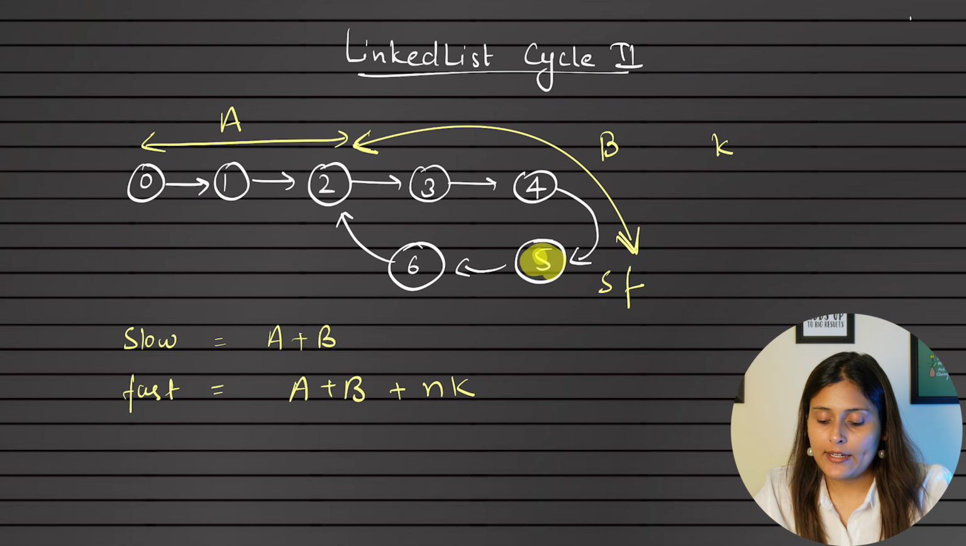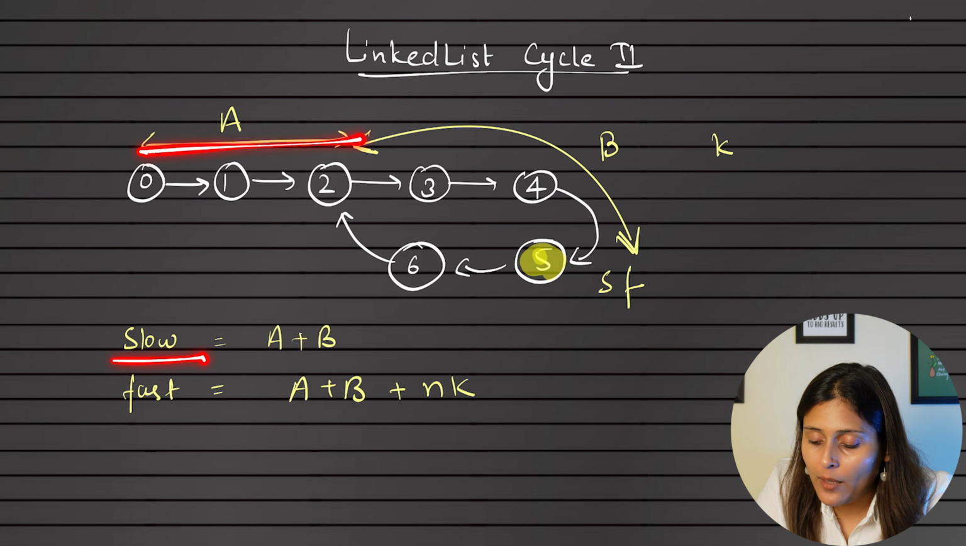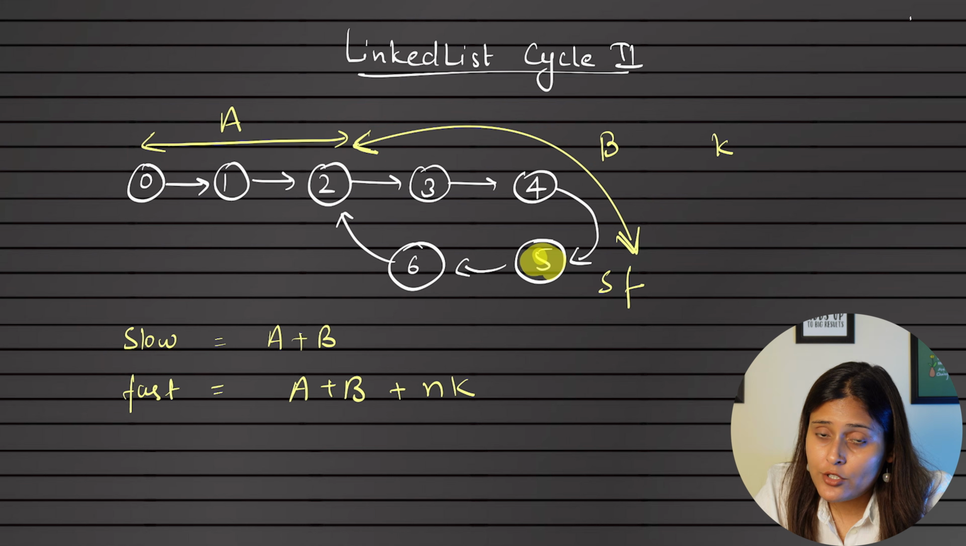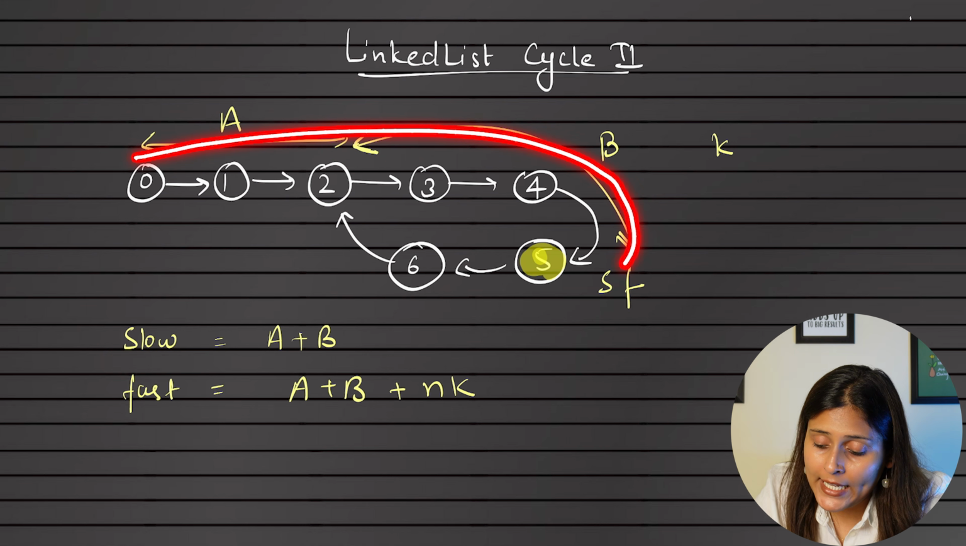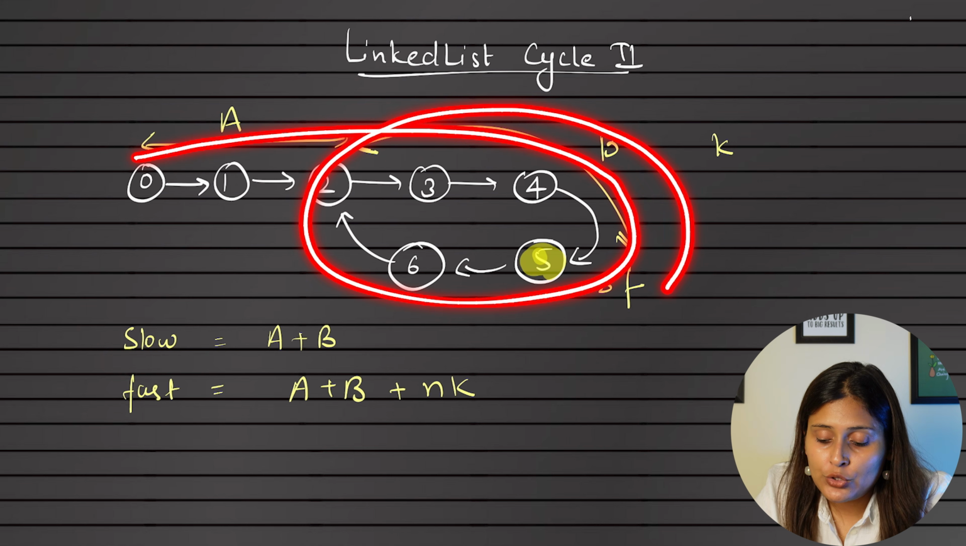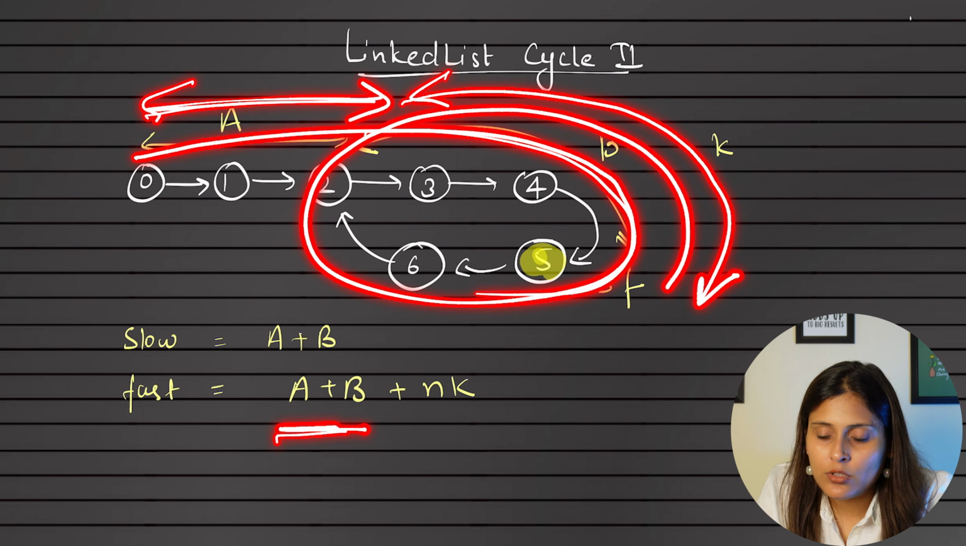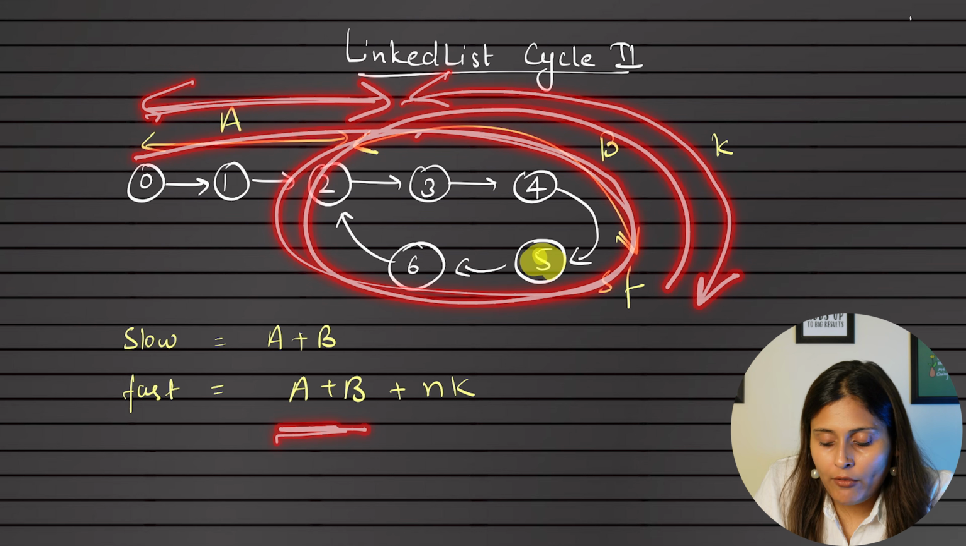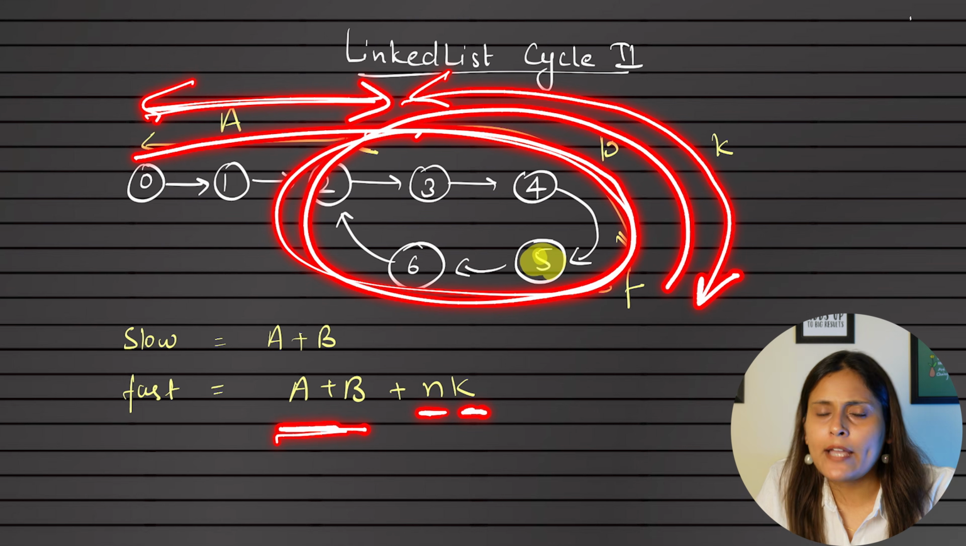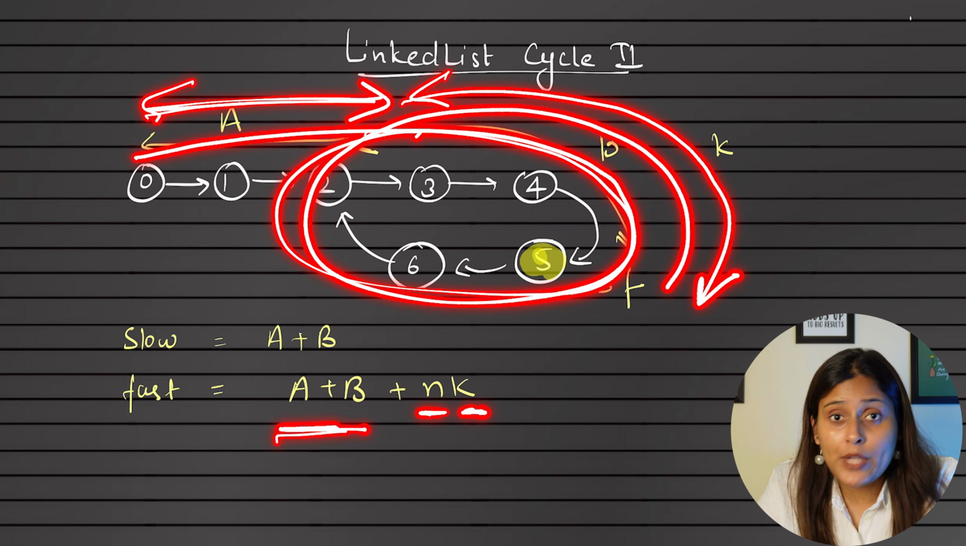Again, slow has covered distance A plus B, done. You saw that fast has covered like this. So this is A, this is B, and I have written A and B and one time cycle. Let's say the cycle is K. So one time cycle means 1K, 2 time cycle means 2K. It might have covered 2 cycles also.